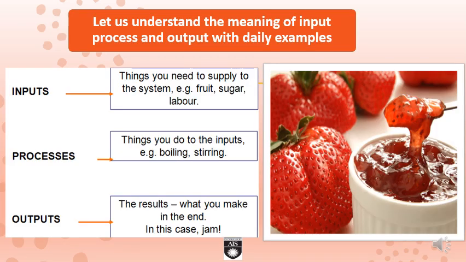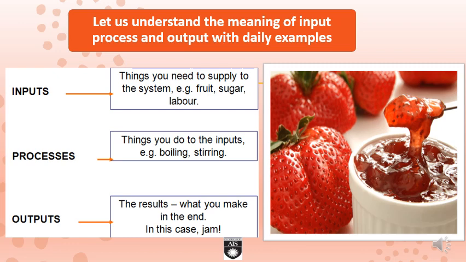Now, let us understand the meaning of the input, process and output cycle with daily examples. Have you seen this picture, children? Yes, this is the picture of delicious jam. So, for making jam, what would you do? See the process. Inputs, that means the things that you would need to make the jam, which are fruit, sugar, and obviously the labor to make the jam.